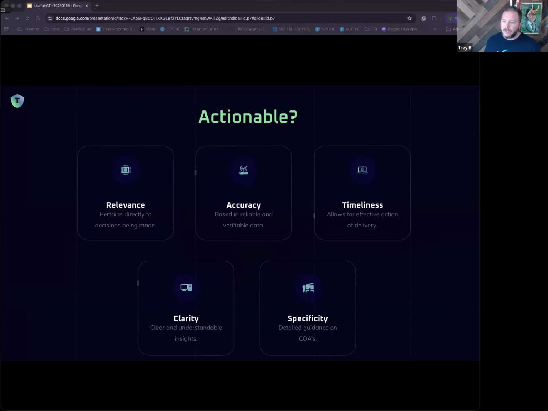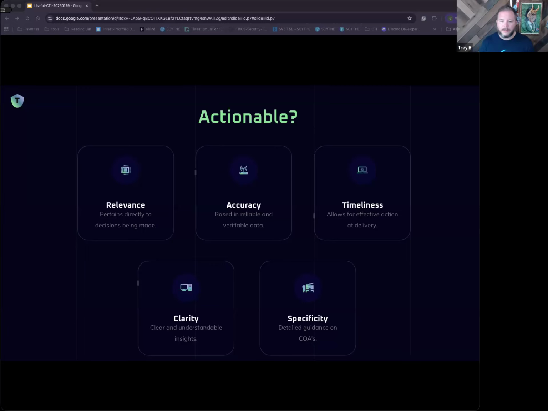So I've used that term actionable a couple times. What we're talking about here are the key concepts that you see on the screen. We want the information that we're generating and disseminating to our organization or to our actual users to be relevant, like it needs to pertain to the decisions or operations that are currently being made. It needs to be accurate as a whole. It needs to be based in reliable and verifiable data. Timeliness is a big thing. Getting information out and disseminating it fast so that it's actually actionable and usable is the key here, right?